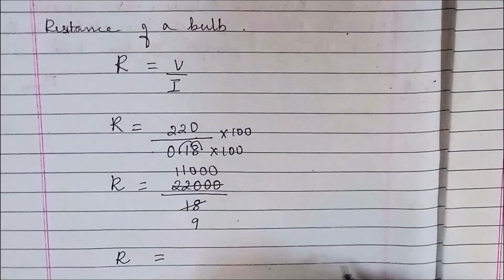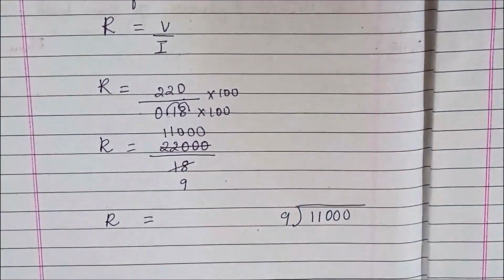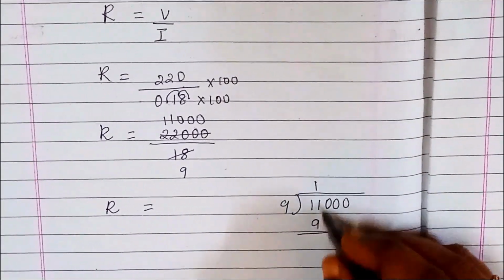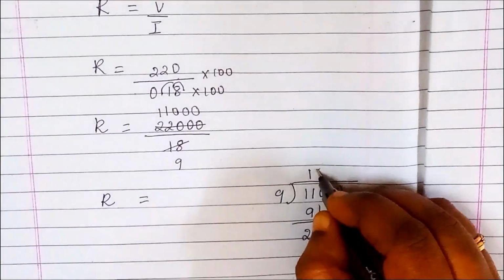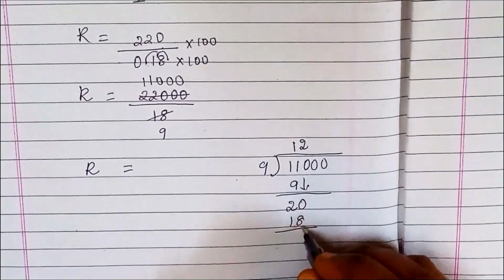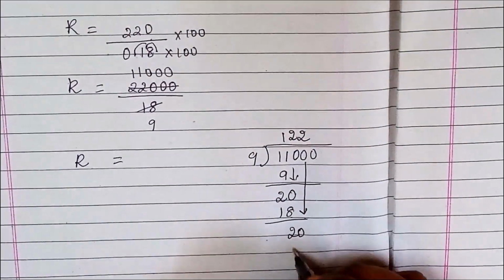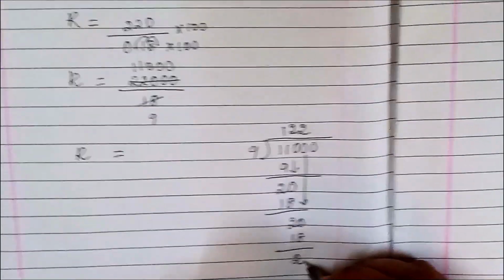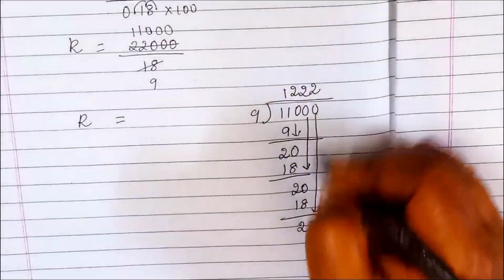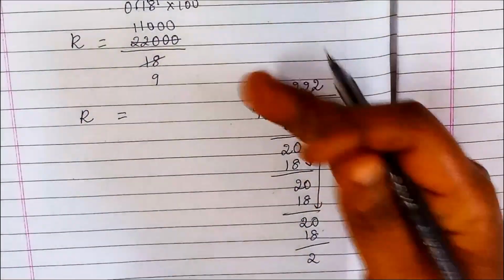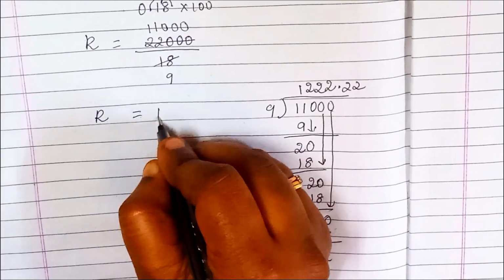Now R is equal to 11000 divided by 9. 9 ones are 9. If you subtract 9 from 11, it is 2. Now bring 0 down. 9 2s are 18. Again 20 minus 18 is 2. Now again bring this 0 down. 2 9s are 18. Then again you get 2. Again you bring this 0 down and get 2. So you can just stop over here. Again it will be 18, and it just goes on. Again you will get 0.22.